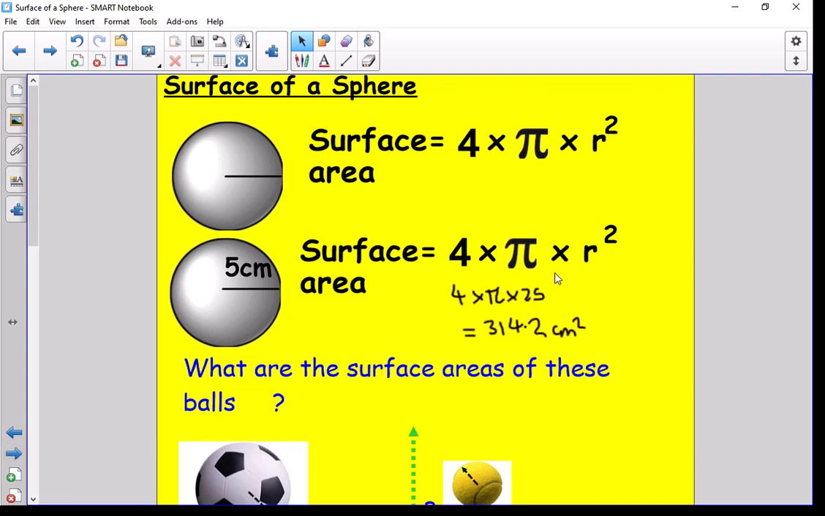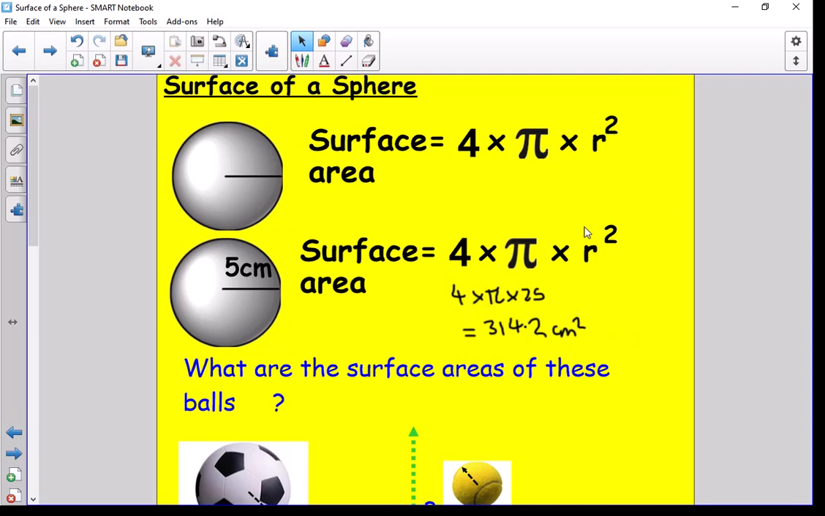So 5 squared is 25, times pi, times 4, is 314.2 centimeters squared. Look carefully at the units. Any issues with coming up with that answer, just email me.